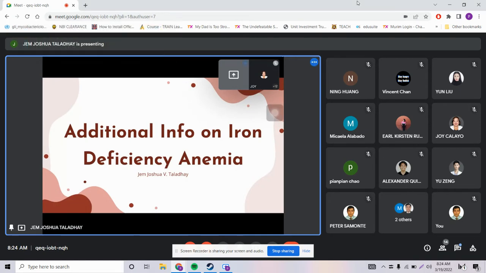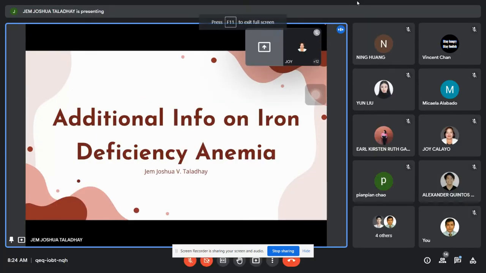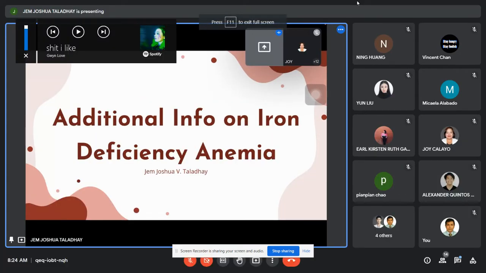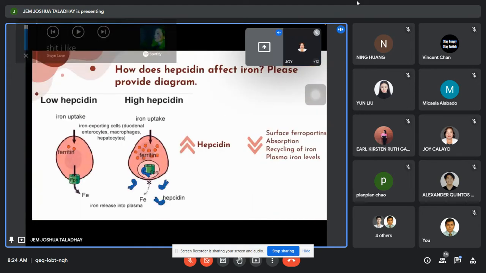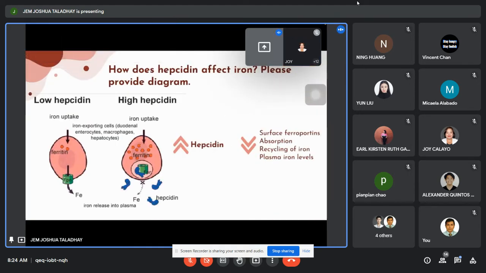For today, I will be reporting about the questions from last week. First is, how does hepcidin affect iron? Please provide diagram. Here is a diagram I found online, and this shows the function or the role of hepcidin in the iron regulation.